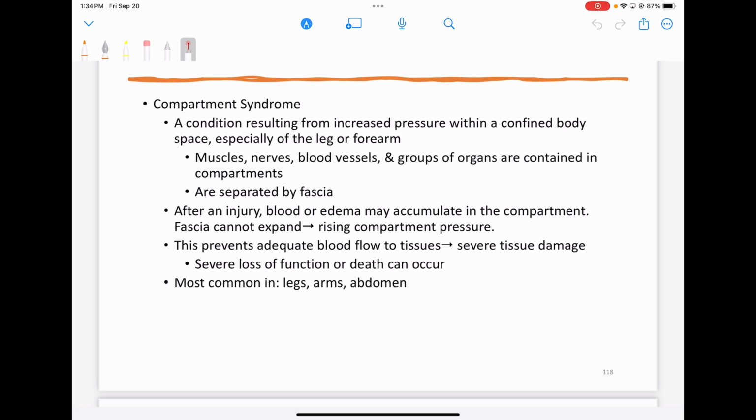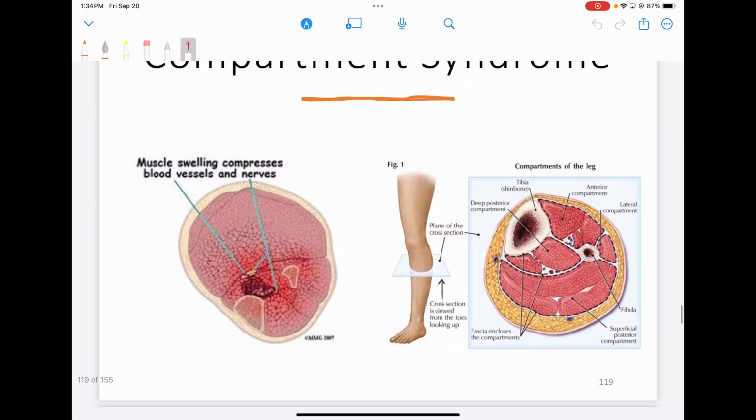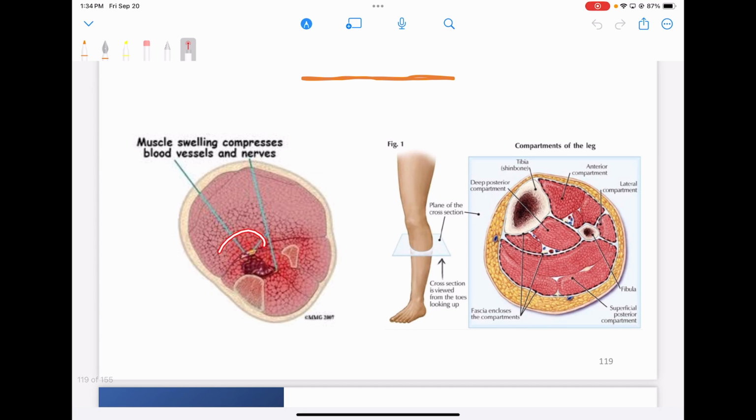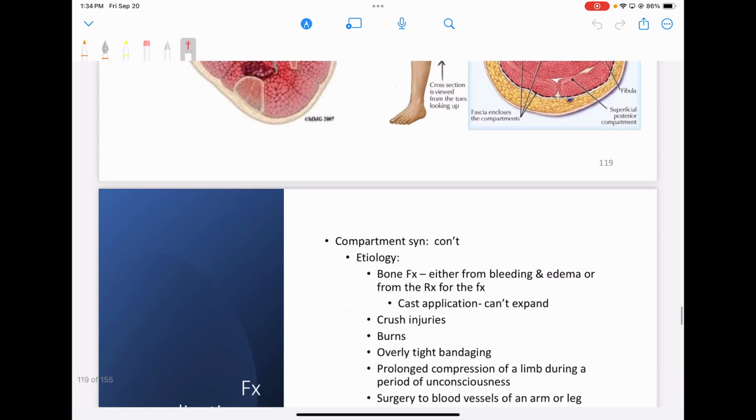Again, most common in legs, arms, and abdomen. Abdomen can happen after motor vehicle accidents. They get crush injuries to the abdomen. Internal bleeding occurs. Abdomen gets big, but it can't get much bigger because the skin's there. It starts compressing tissue. So you can see here is the break. There's the vessel rupture. There's all the hemorrhaging going on. Again, there's nowhere for this stuff to go. It starts compressing your tissues and causing an immense amount of pain.